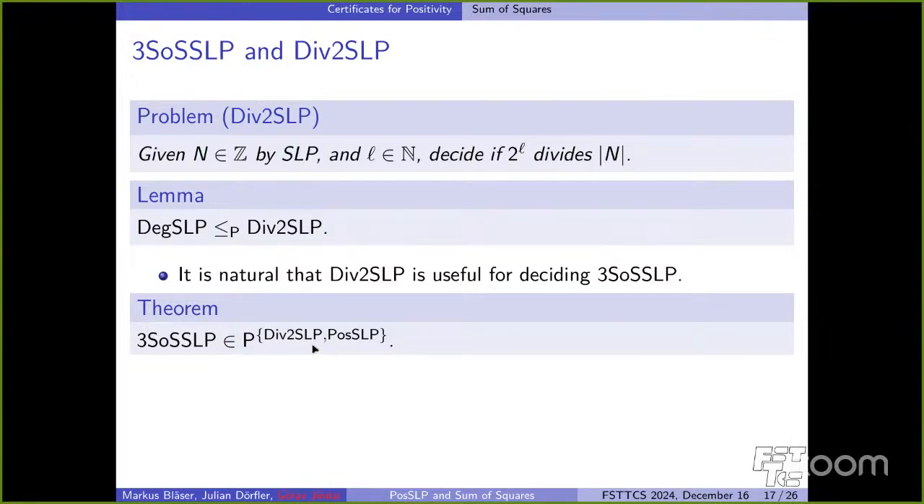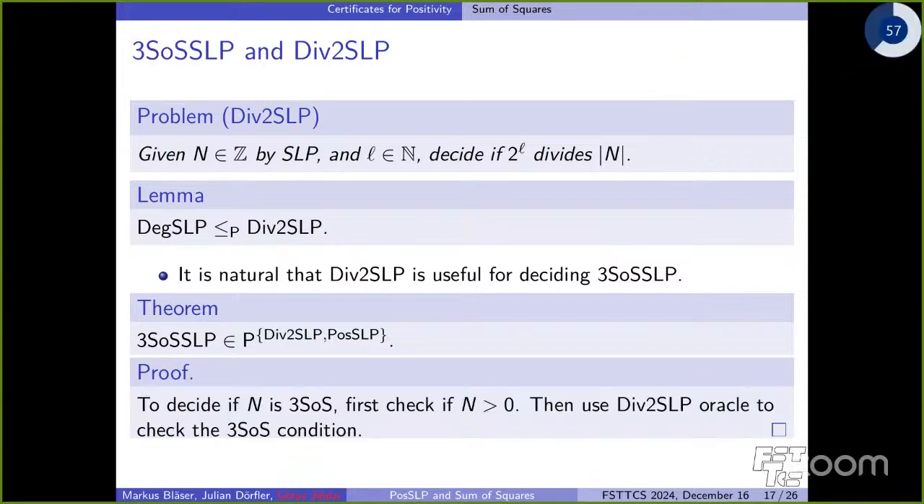So it would be nice if we somehow could avoid this div2 SLP oracle. Then we would basically get that 3 SOS SLP and PosSLP are equivalent under Turing reduction, but this we cannot do, at least right now. Yeah, essentially the proof is that you first check whether n is zero, positive or not, and then you use the div2 SLP oracle to check this condition of 4 to the a times 8b plus 7 or something.